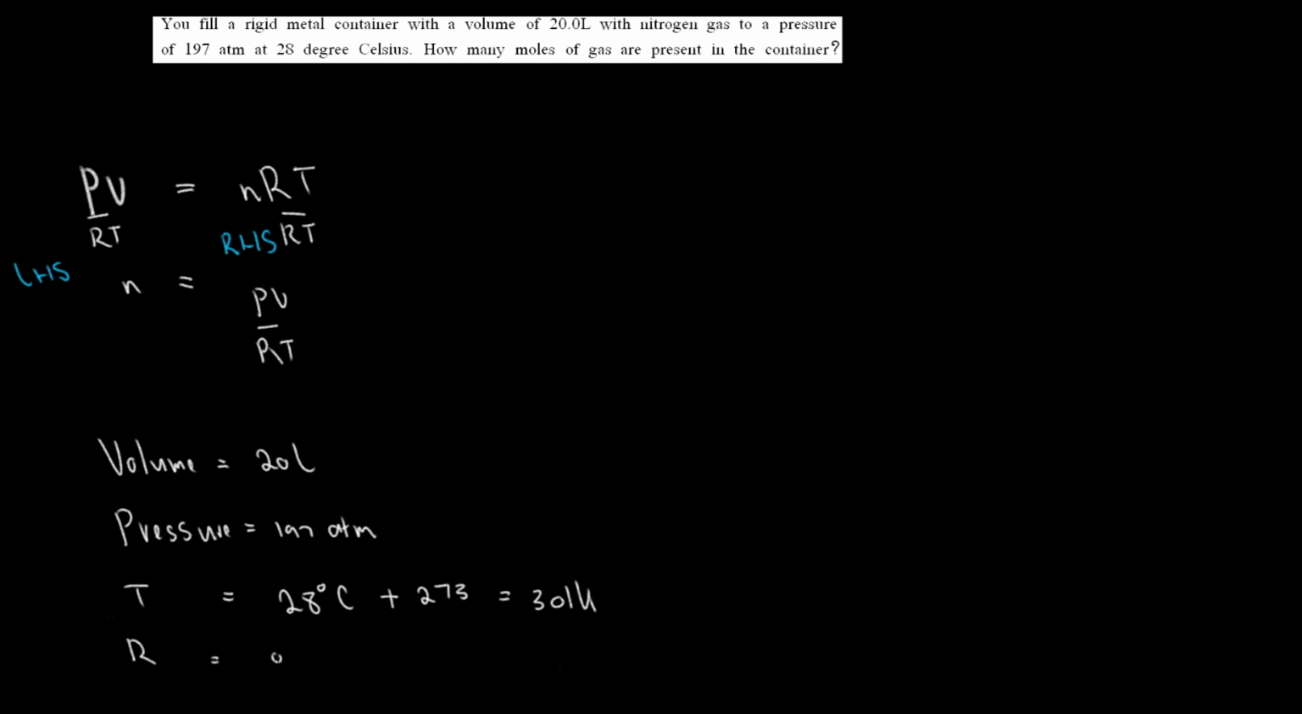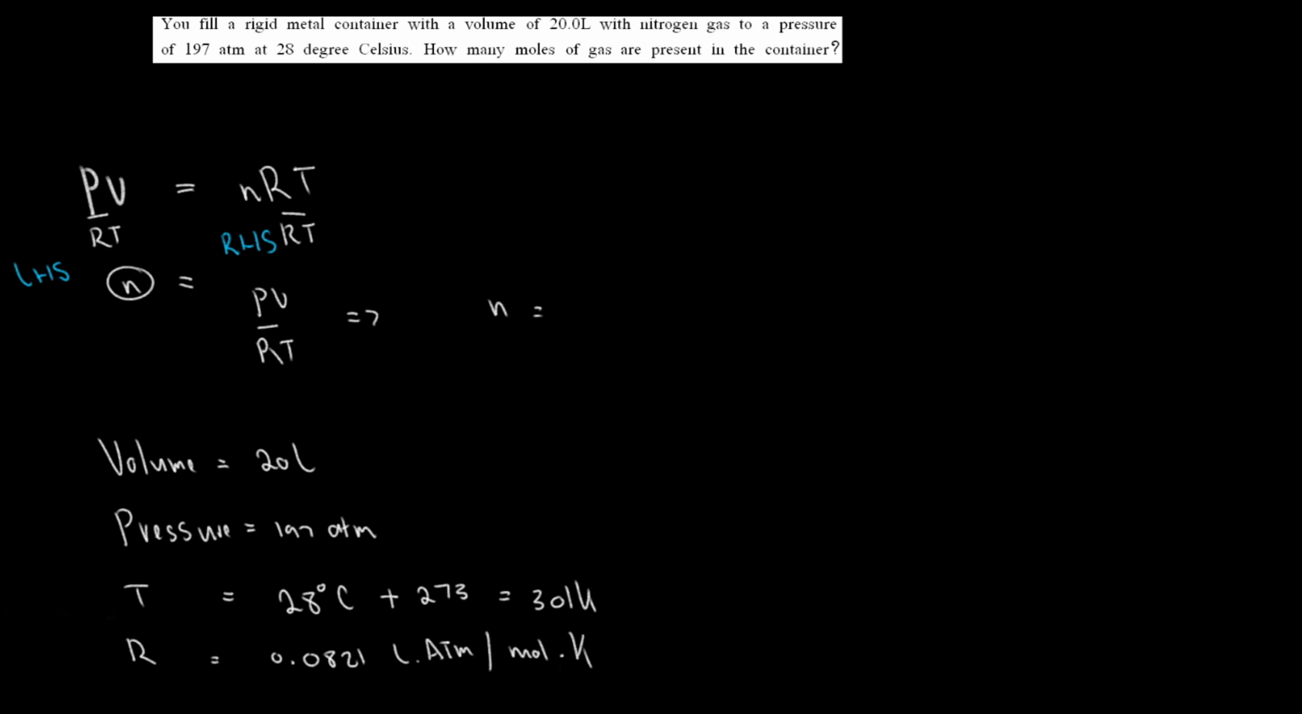What about the ideal gas constant? Since we have atmospheres and liters, it makes the most sense to use the constant in liters times atmosphere per mole per Kelvin. And we are calculating for n, so we don't have n.